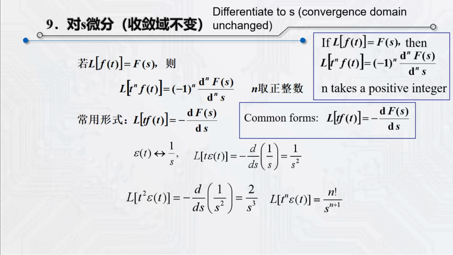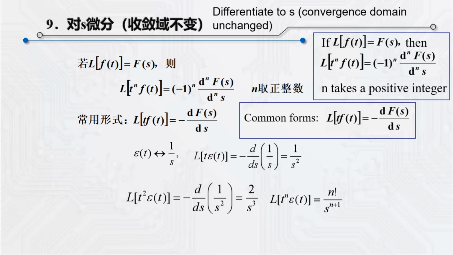Look at the differential theorem of s. If the Laplace transform of f(t) is F(s), then the Laplace transformation of t to the power n times f(t) equals minus 1 to the power n times the n-th order derivative of F(s). The most common form is that the Laplace transform of minus t times f(t) equals the first derivative of F(s).